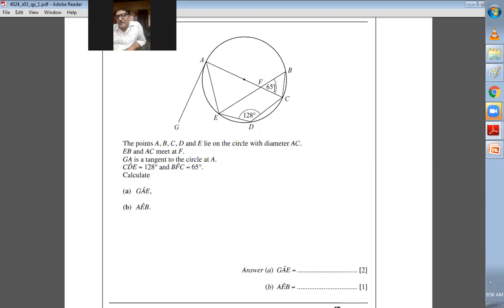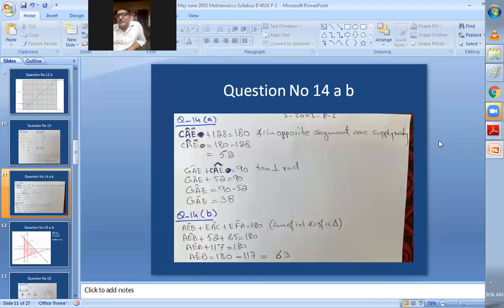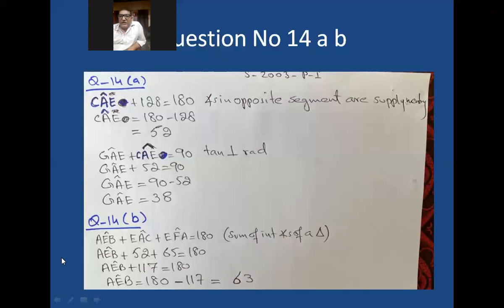This angle here is vertically opposite to this 65, so this angle will also be 65. If I know these two angles, I can find this angle in the triangle. The sum of these three angles will be 180. So AEB plus EAC plus EFA equals 180. So AEB plus 52 plus 65 equals 180. So AEB plus 117 equals 180, so AEB equals 180 minus 117, that will be 63. The sum of internal angles of a triangle was the reason there.